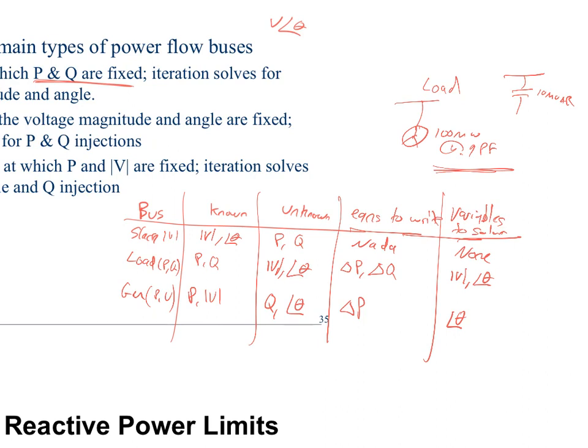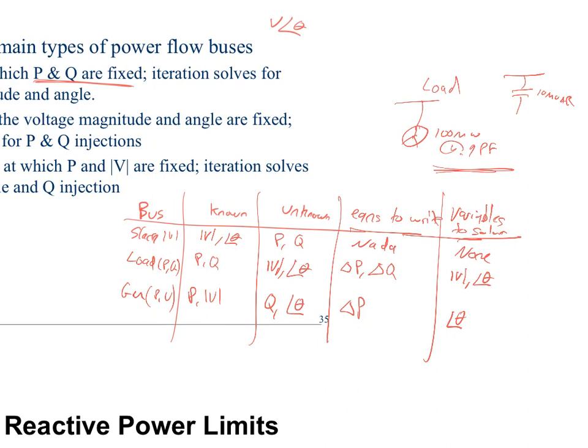Well, let's go back to the table. To determine the bus type, you have to have the known values. So somebody said it's a slack bus. Do I know the magnitude of the voltage and the angle? Nope. So it's not a slack bus. Let's go to a load bus. Do I know the magnitude of P and Q? Somebody said I have Q, but to have a load bus, I need P and Q. So is it a load bus?